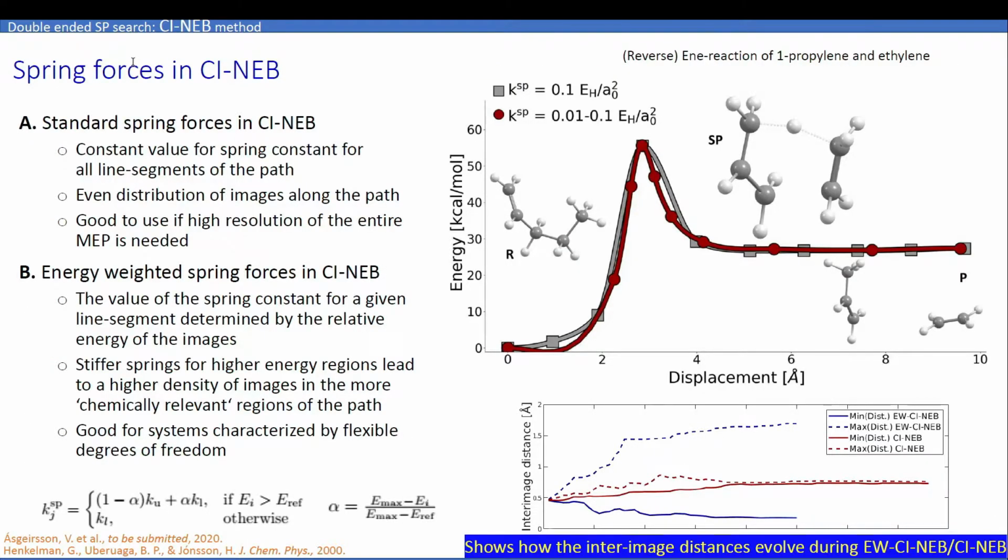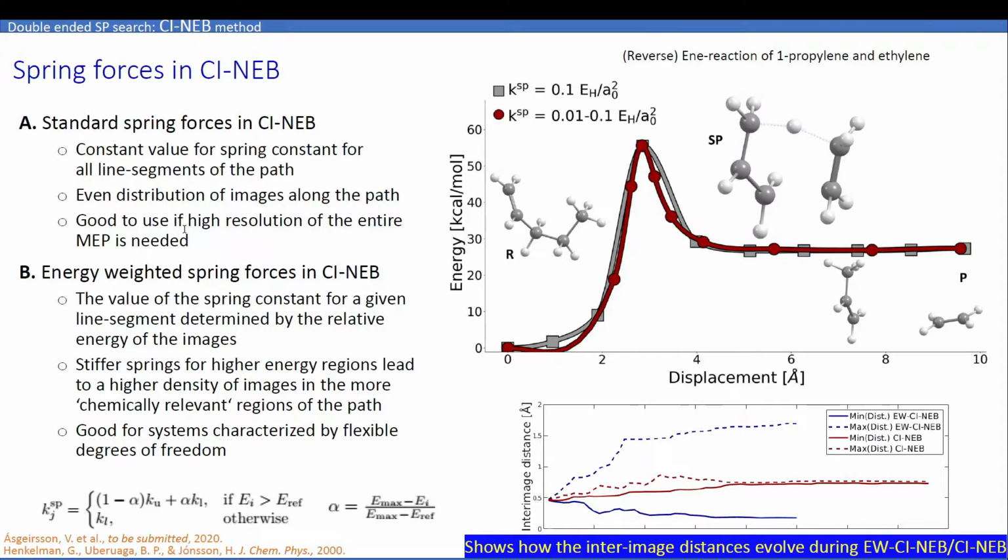The spring forces are used to maintain the distribution of images along the path and ensure images do not leak down to the energy minima. In this talk, we consider 2 different types of springs, standard and energy-weighted spring forces. For the standard springs, all spring constants are chosen to be the same for each segment of the path, and an even distribution of images along the path is obtained. This may be useful if a high resolution of the entire minimum energy path is needed.